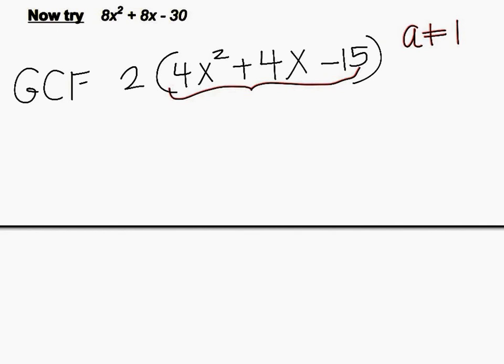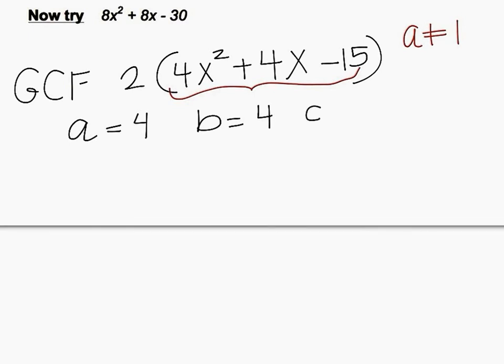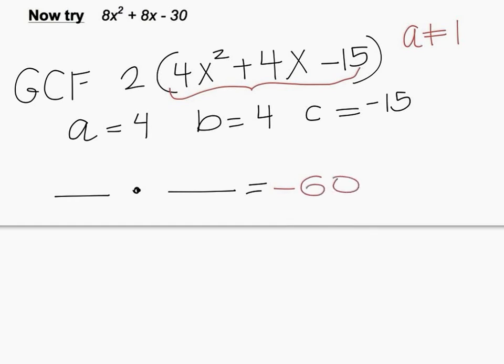So I first start by multiplying a times c. So let's recognize what a is, which is a 4, b is a 4, and the c is a negative 15. I need two numbers that would multiply to give me a times c, which is 4 times negative 15 in this case, and that's a negative 60. And I need two numbers that would add to give me the b, which is in this case a 4. So remember to find as many factors as you can for negative 60.